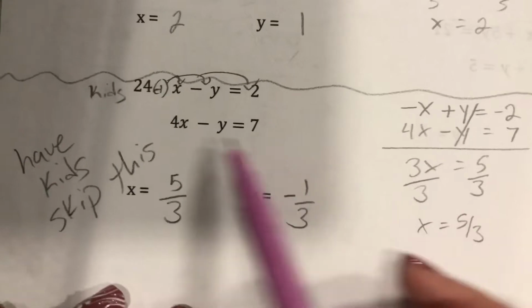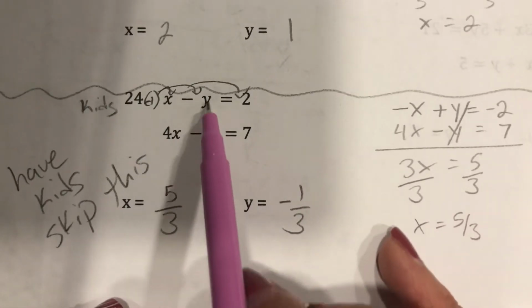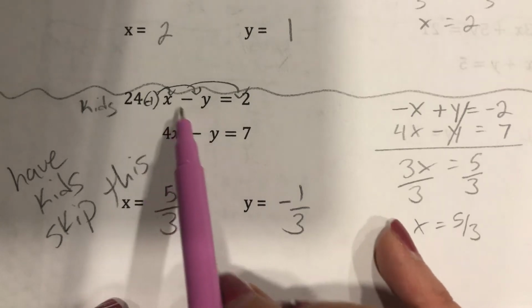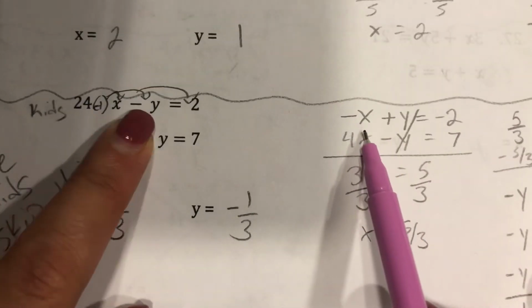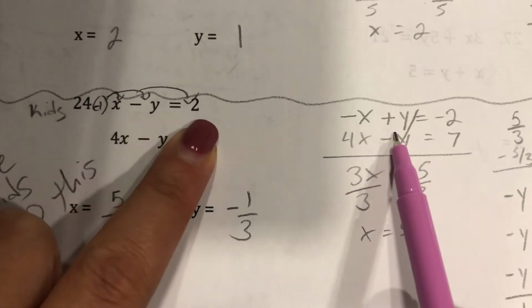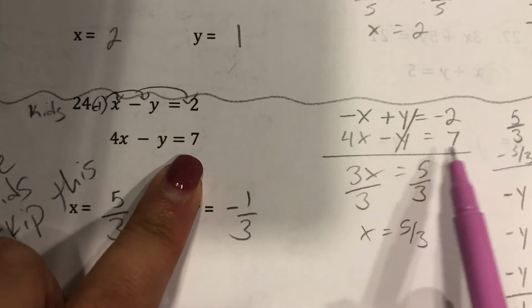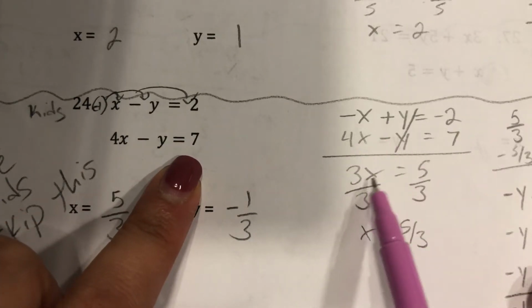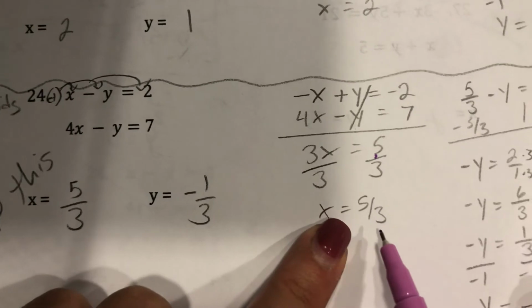So I would multiply the top one by a -1 so that I can cancel out my y's. So the top would look like negative x is a -1, negative y turns into a positive y, and a positive 2 turns into a -2. The bottom one stays the same. I get 3x, those go away, this turns into a 5. However, I'm left with 5 over 3.